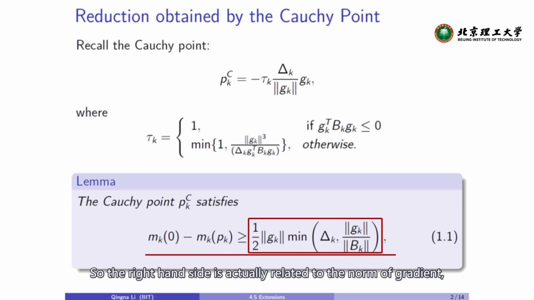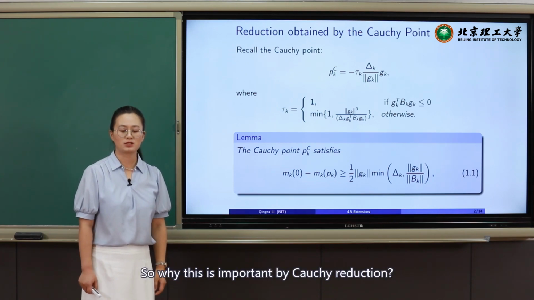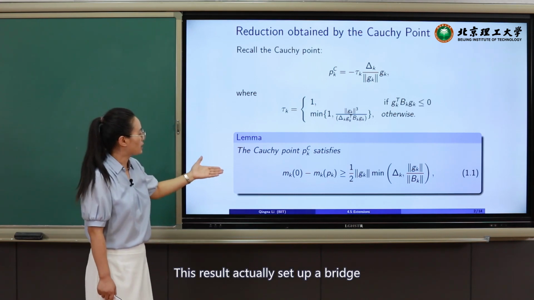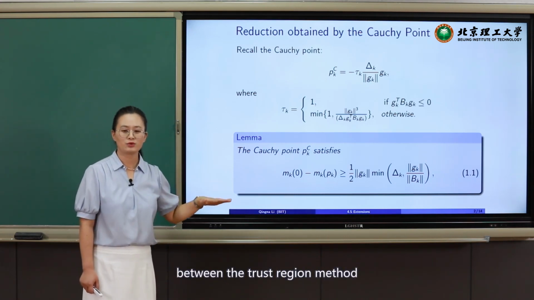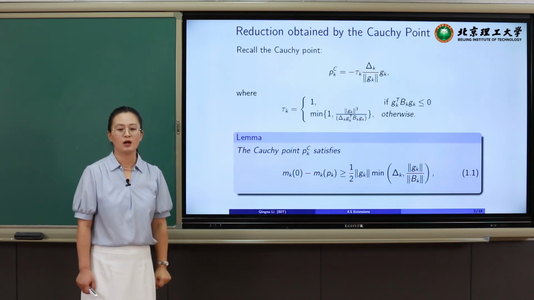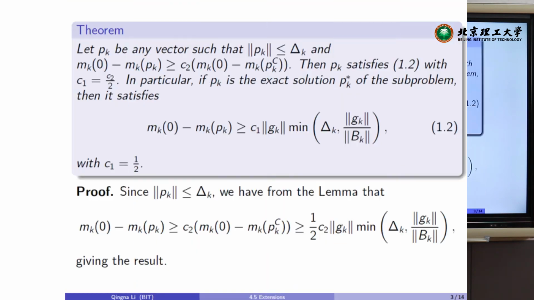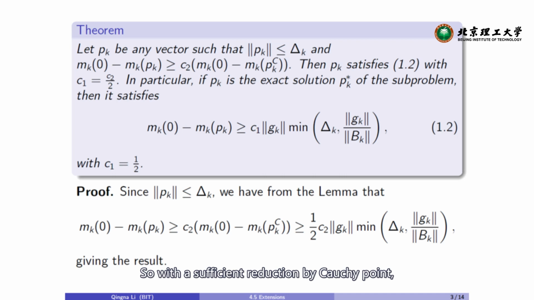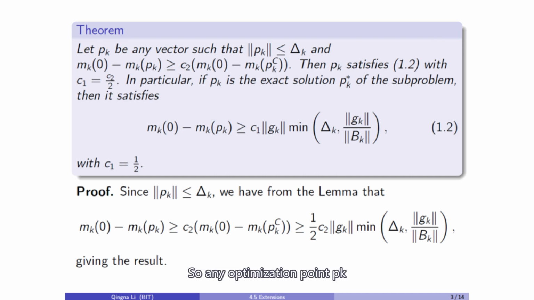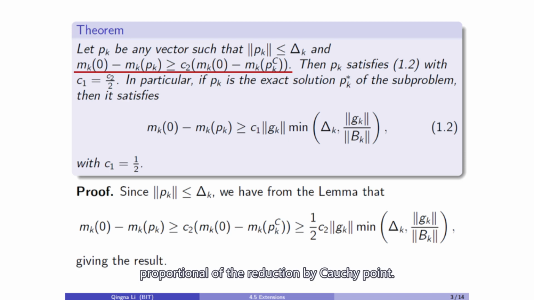The right-hand side is related to the norm of the gradient as well as to a minimum term. So why is this Cauchy reduction important? This result sets up a bridge between the trust region method and its global convergence. We will show this result in the next page. With the sufficient reduction by the Cauchy point, we can prove the following theorem. Any point pk, a vector provided by solving the subproblem, satisfying the following condition, which is a proportion of the reduction by the Cauchy point.